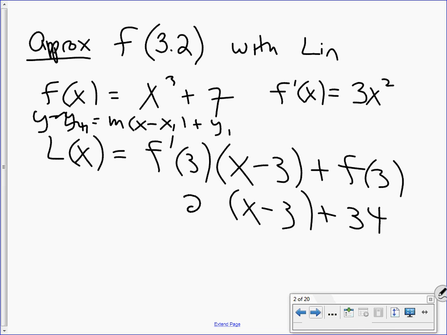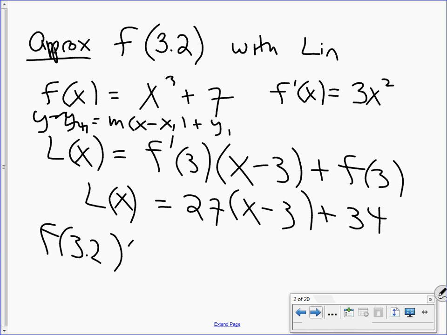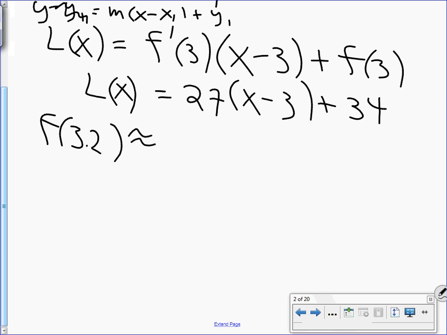Yes, it's the slope. So this is the equation of our tangent line drawn to this graph f of x at x equals 3. So instead of plugging 3.2 into our function, we're just going to plug it into the equation of our tangent line, because they're very close. So we can approximate f of 3.2 by just plugging 3.2 into the x, the L of x.